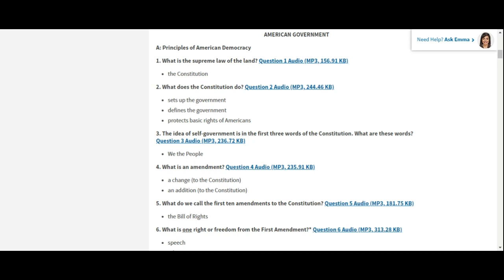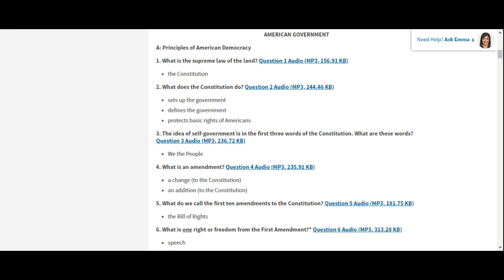The Constitution. What does the Constitution do? It sets up the government, it defines the government. The idea of self-government is in the first 3 words of the Constitution. What are these words? We the people.